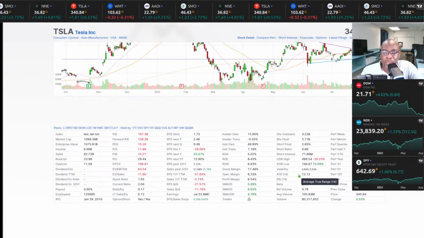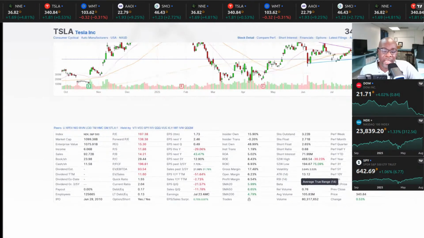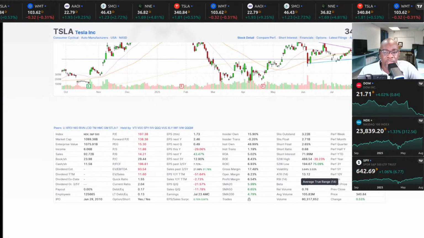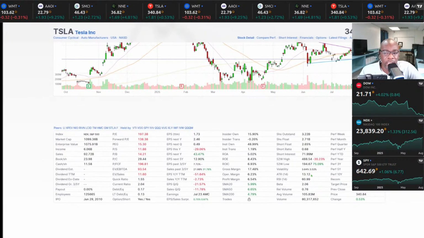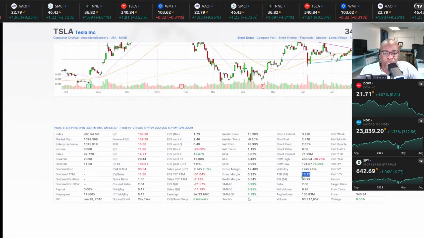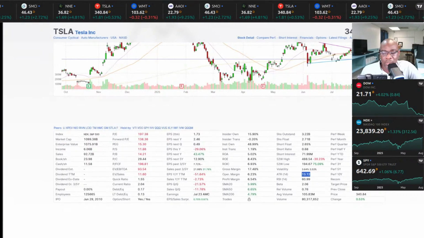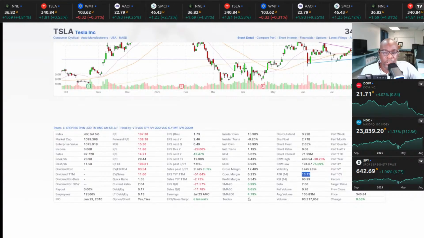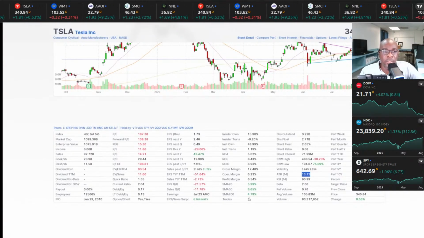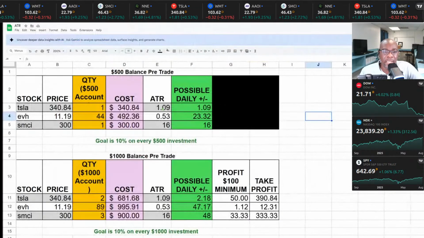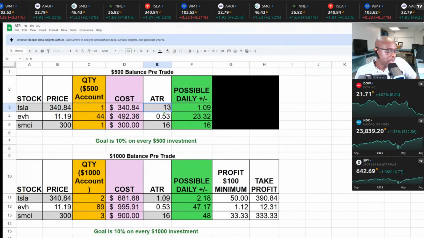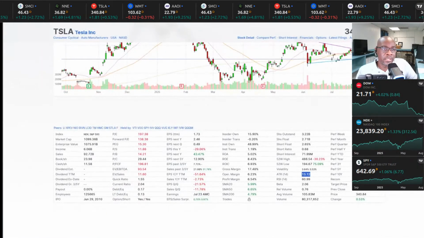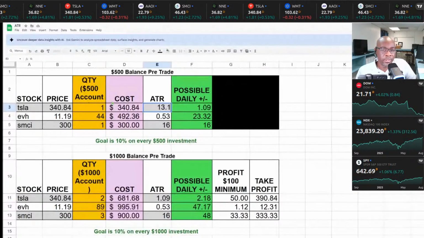An ATR basically is an average of the last 14 days. So for the last 14 days, on average, the Tesla stock has been moving at least $13.12. That's this number right over here, right? And so what that means is Tesla stock has been going either up or down on average for the last 14 days, $13.12. So if we put in that ATR here, which is $13.12, let's put $13.12 right here.